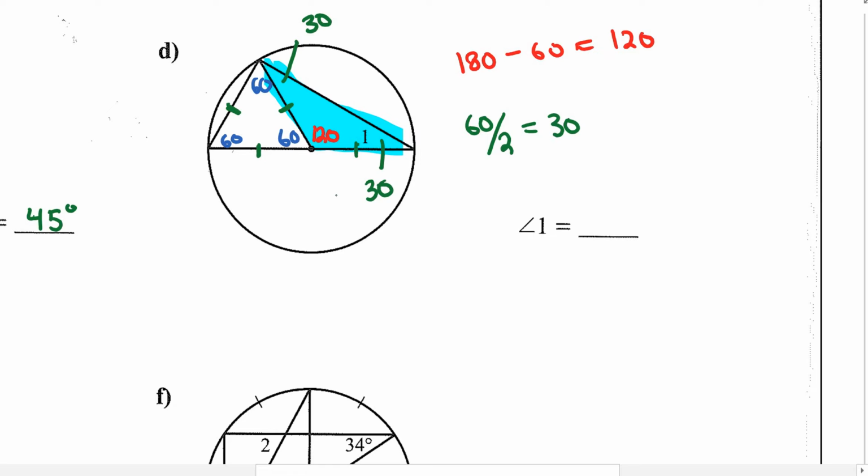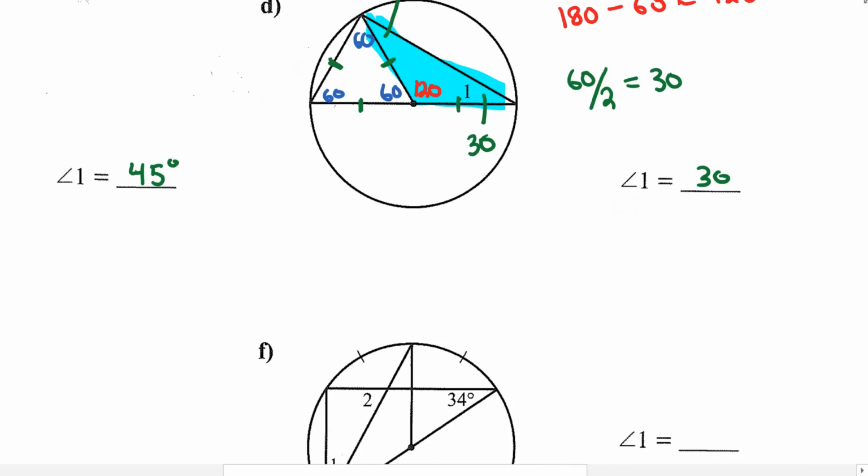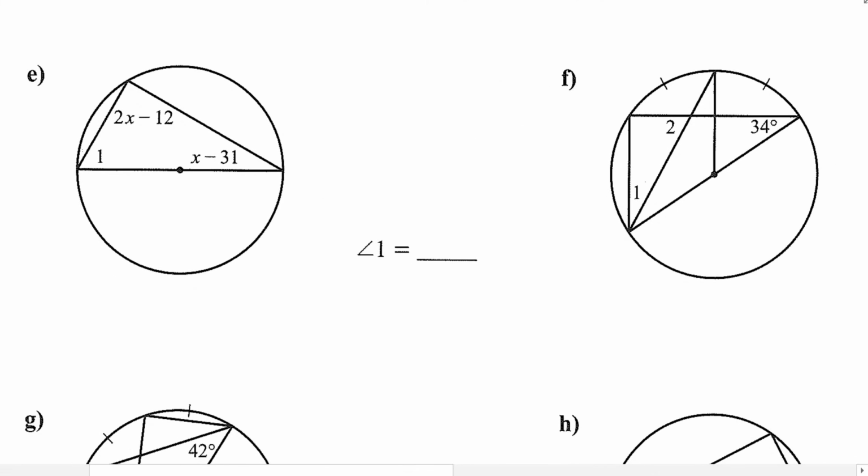And that ensures you that that blue triangle does add up to 180 degrees. Okay, so that's going to be 30 degrees as a final answer. Okay, let's move on to another one here.